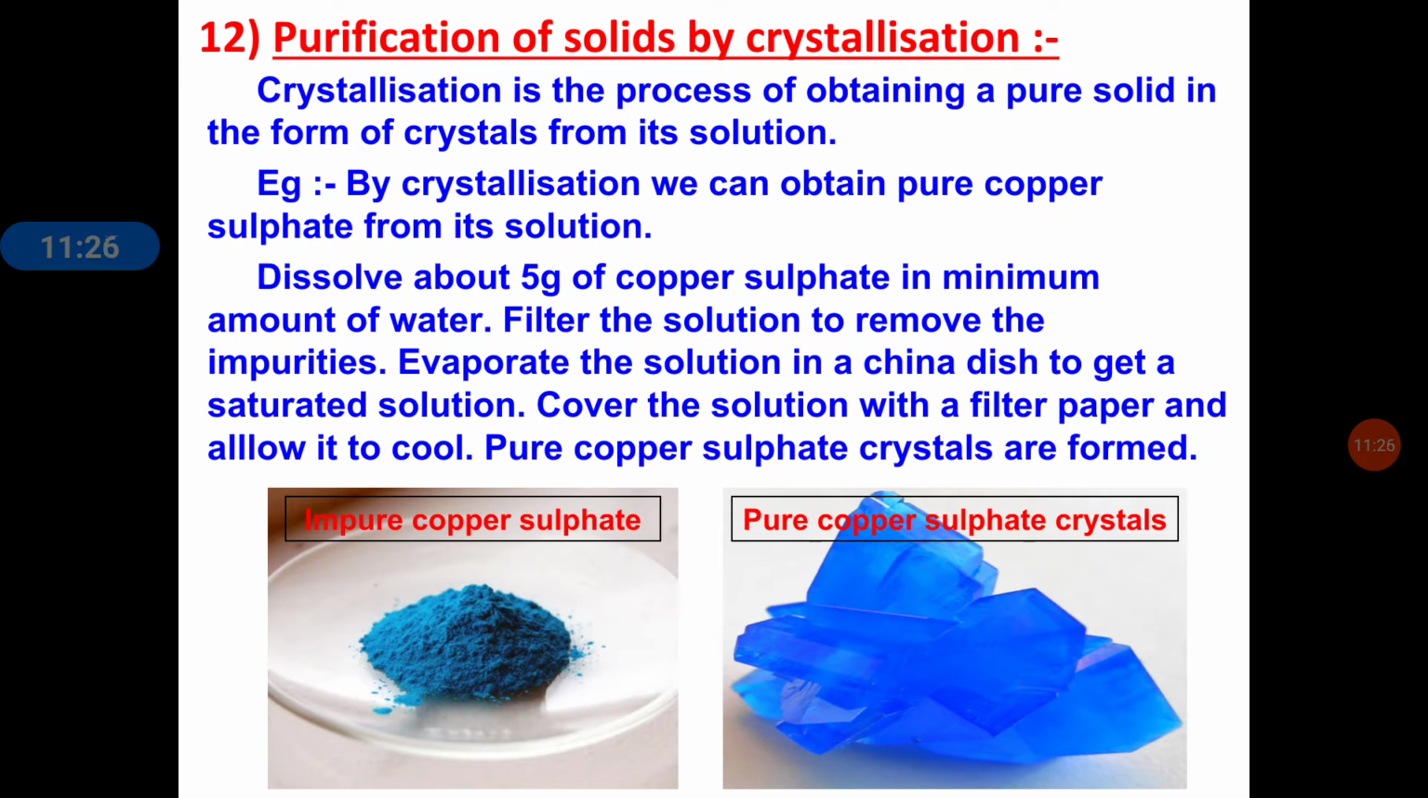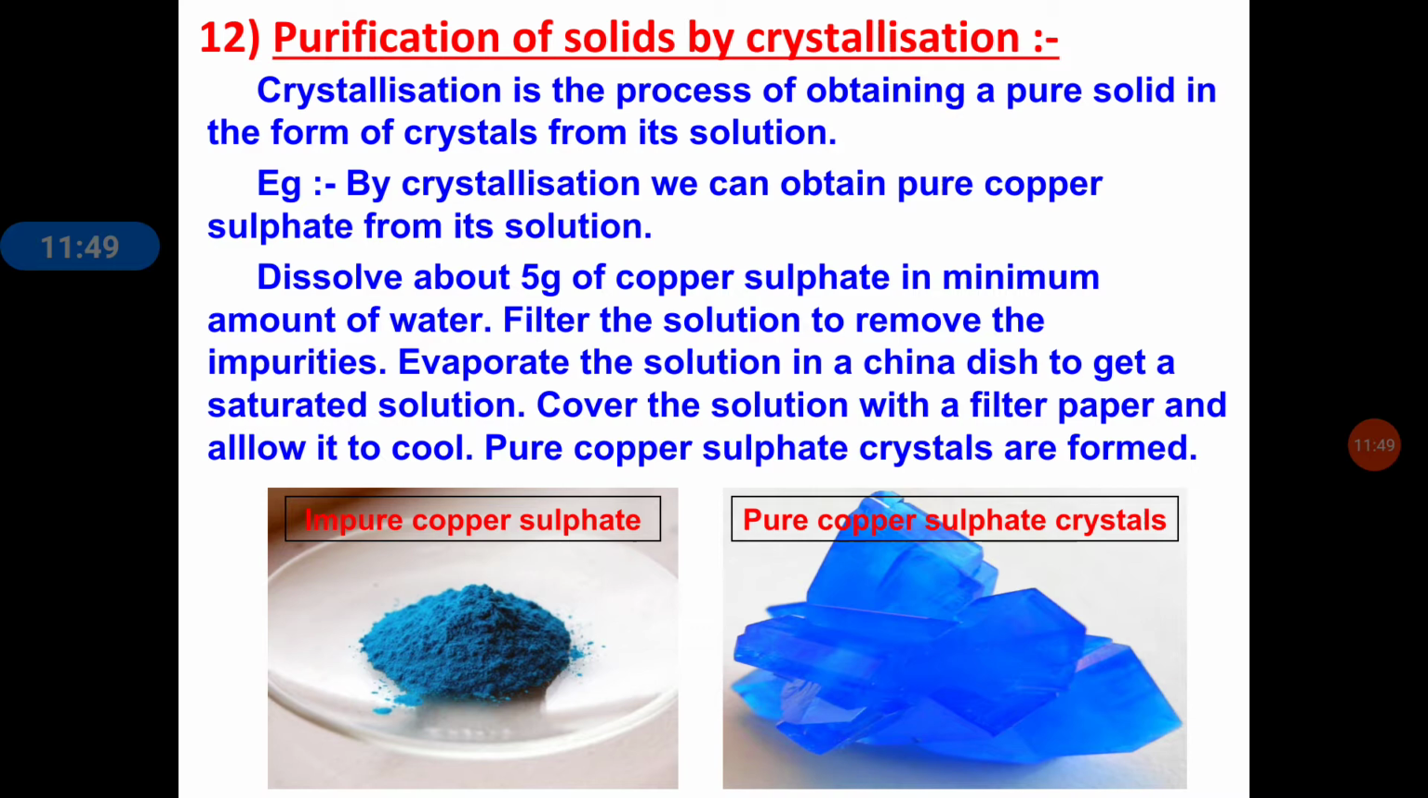Now see, purification of solid by crystallization. This is a method of crystallization. Crystallization means formation of crystals. In this crystallization we can get the pure solid in crystal form. Any pure substance we get in solid crystal form.